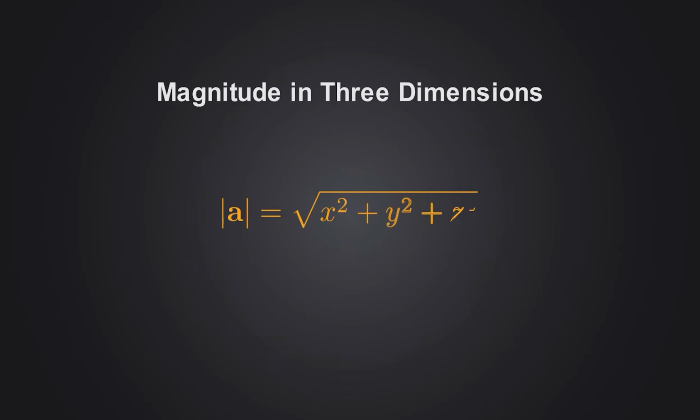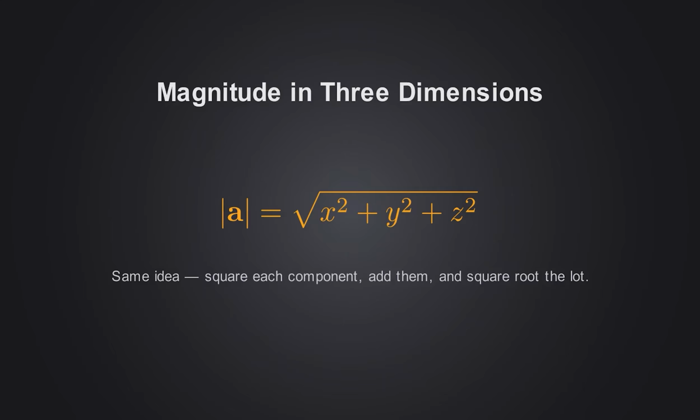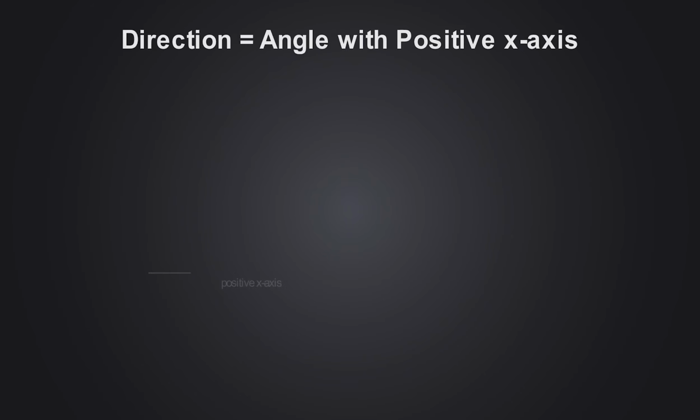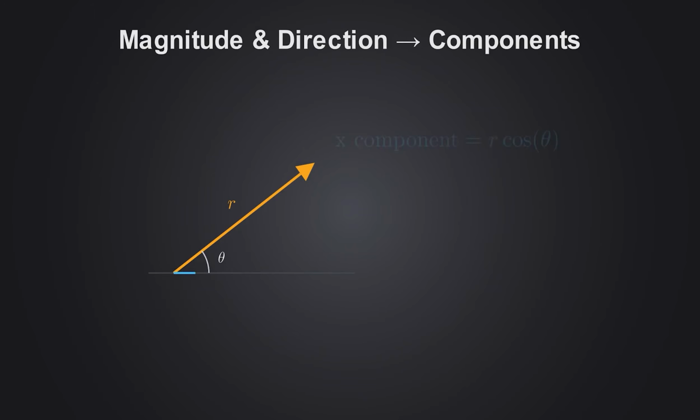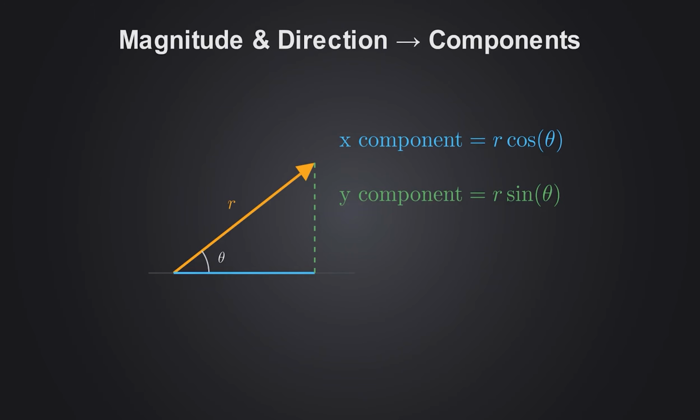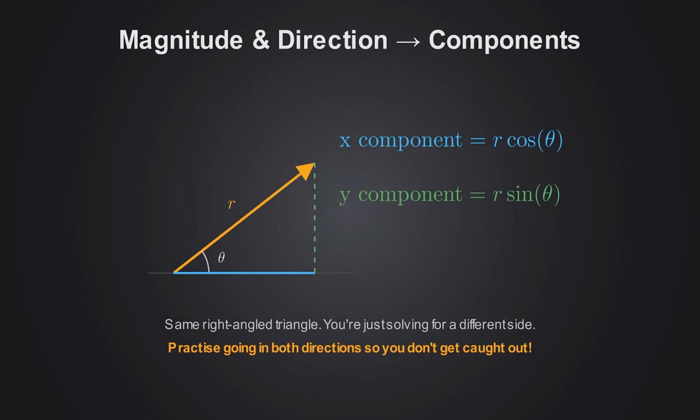In 3D, it's the same idea, but you've just got 3 numbers to square instead of 2. X squared plus y squared plus z squared, and we square root the lot of it. And direction is the angle the vector makes, usually with the positive x-axis, and that's just basic trigonometry. Okay, so tan of theta is equal to opposite over adjacent.